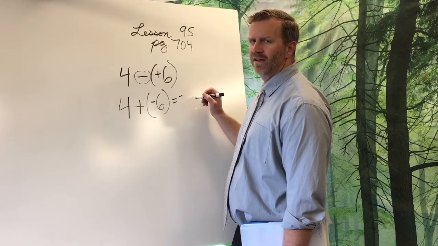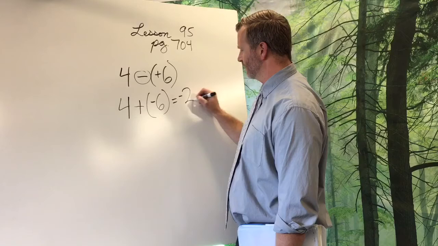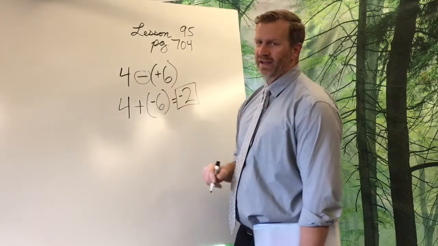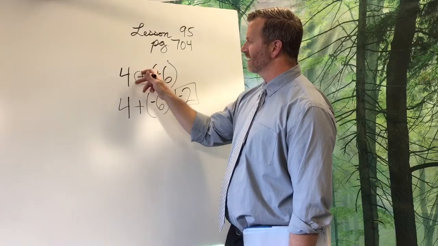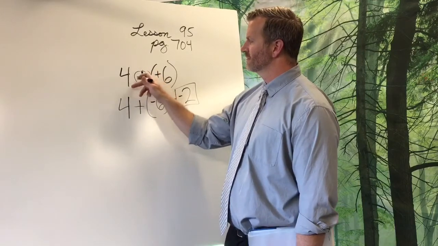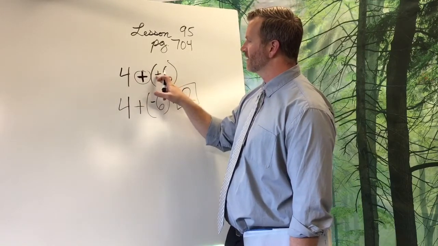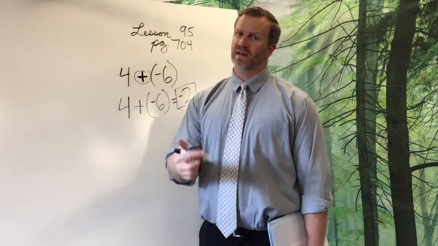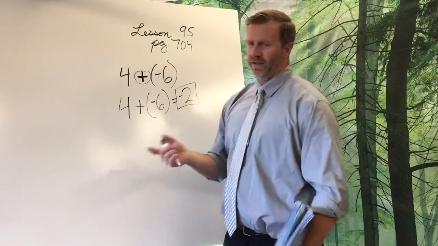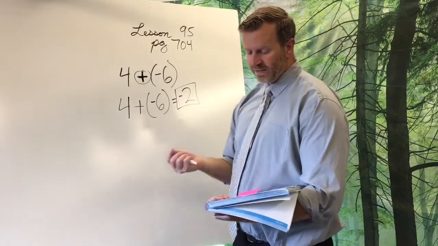Ava, what do you think? Yell it out for me. It's going to be a negative 2. It's that easy. So all we're doing is making it an addition sign and then making this the opposite of whatever it was. So since it was a plus sign, we had to make it a negative. All right, let's try another one. Let's look at example number 1.